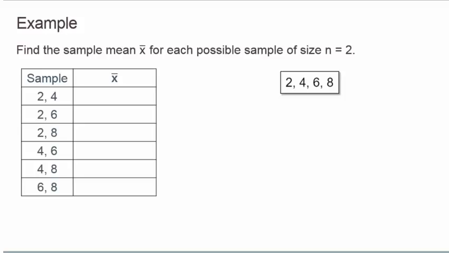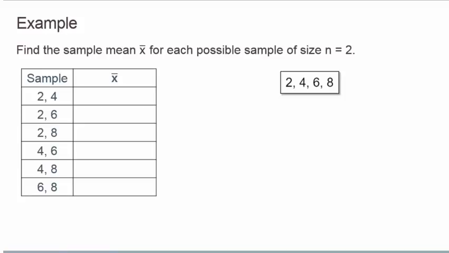2 and 4, 2 and 6, 2 and 8, 4 and 6, 4 and 8, 6 and 8. Order doesn't matter, so a sample of 2, 4 is the same as a sample of 4, 2. And now we want to find the mean.